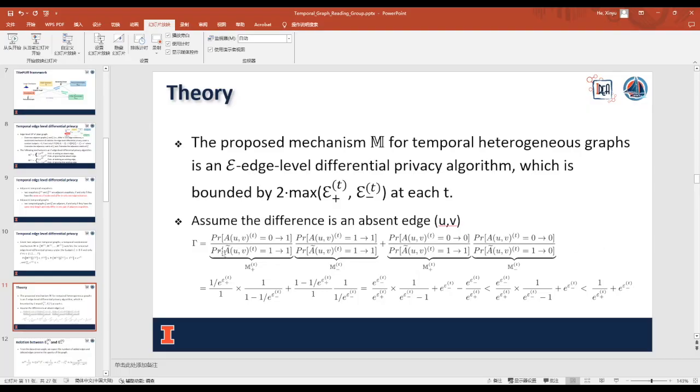After we draw this conclusion, we can also consider the opposite side of this assumption, where the only difference is an existing edge: the original graph has the edge UV, while the adjacent graph A tilde does not have the edge. Combining the two assumptions, we will draw the conclusion of this theory.